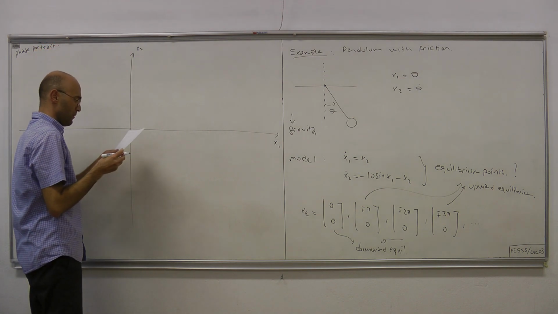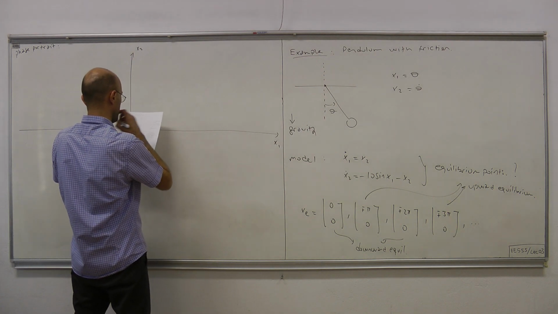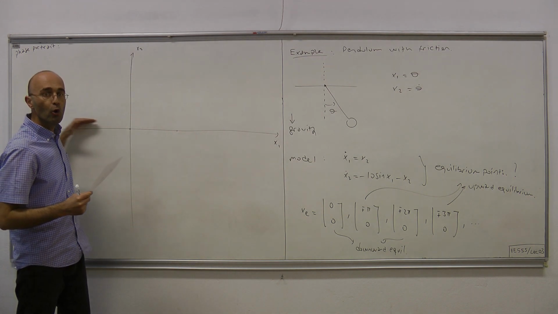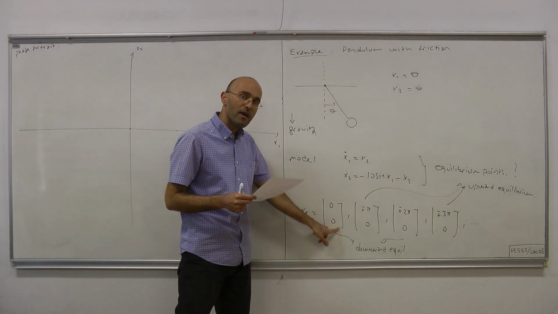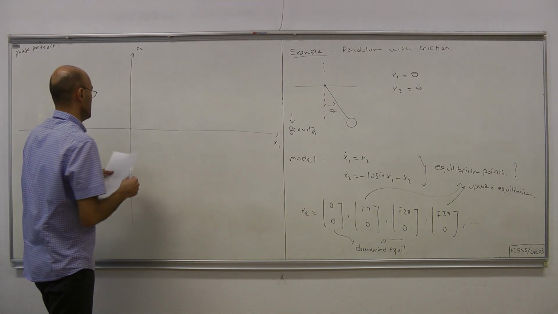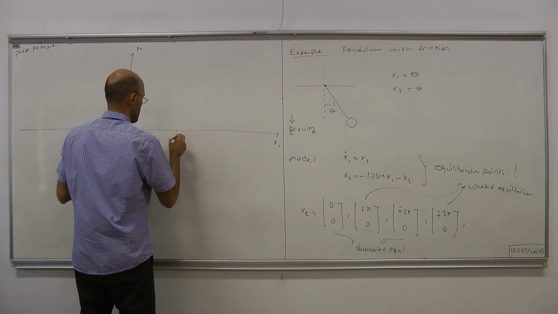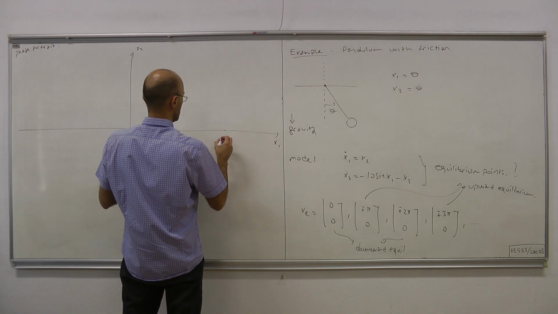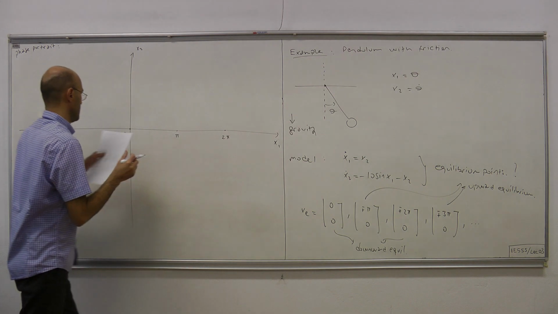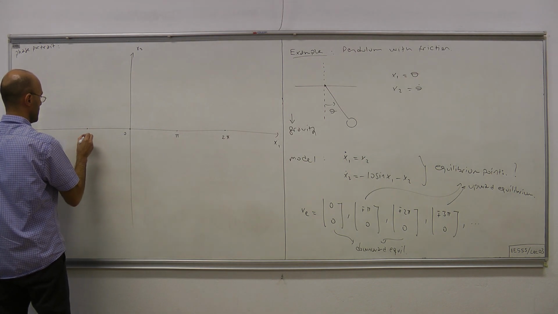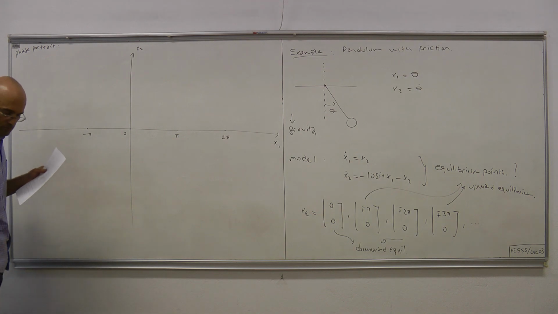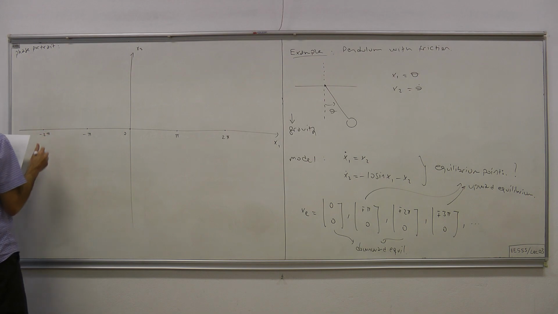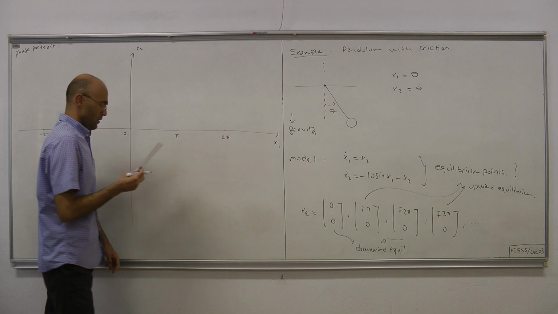Let's mark the equilibrium positions. First of all, the equilibrium points must be on the horizontal axis because at all of them x2 is 0. This is 0. This is, let's say, pi. This is 2 pi. And let this be minus pi. Let this be 2 pi, minus 2 pi.